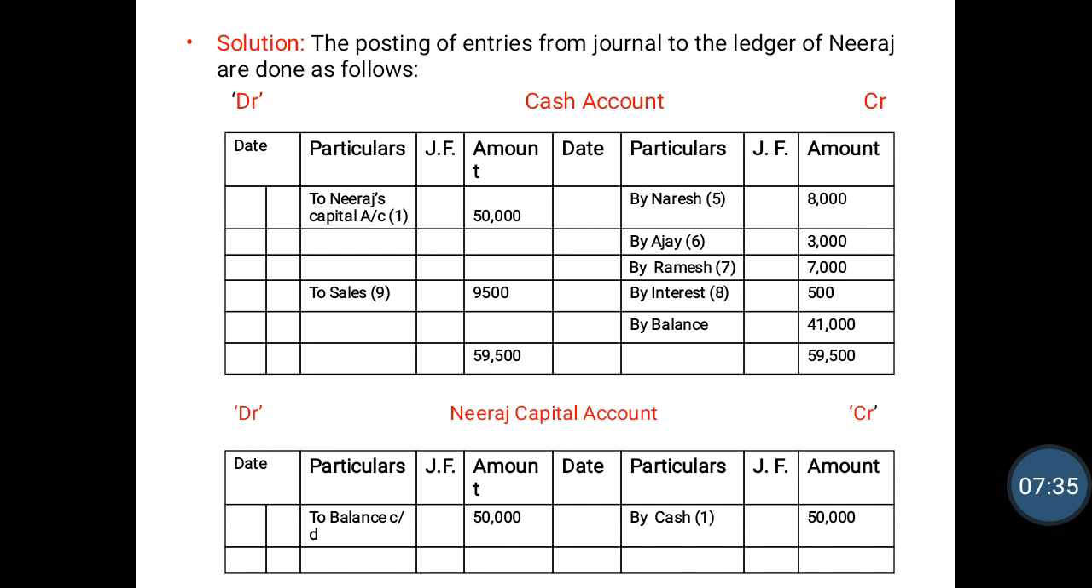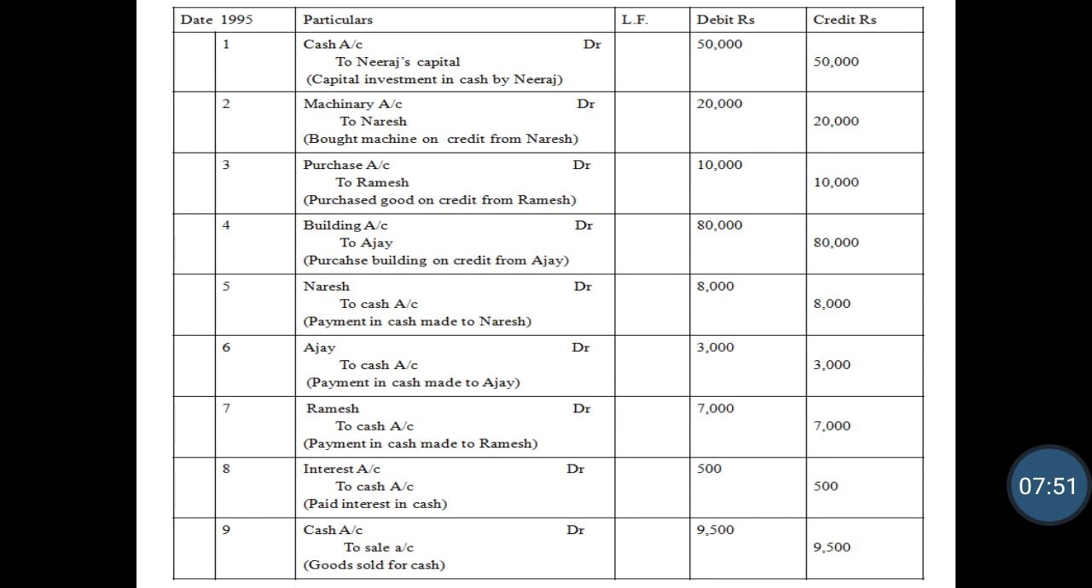So like that here also debited in a ledger. So in this way, pick up the entries of the cash account and collect them in one place in the ledger. Then go for preparation of Neeraj capital account. So here the second account in the ledger is the Neeraj capital account.